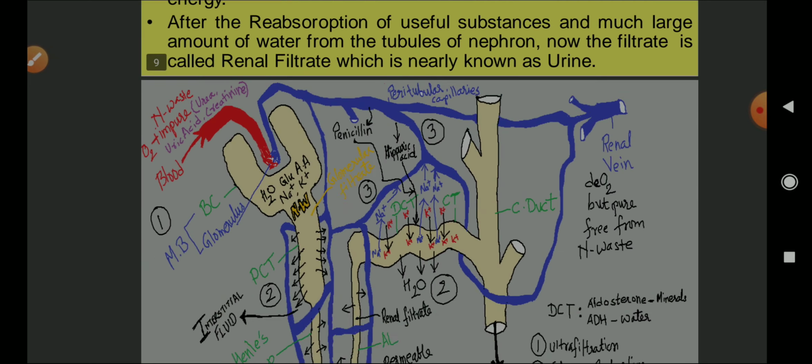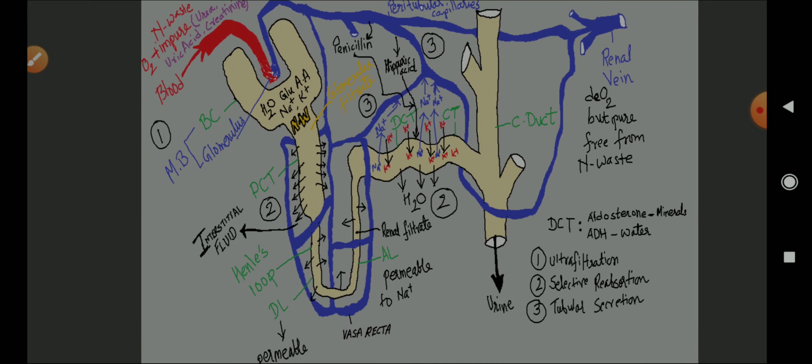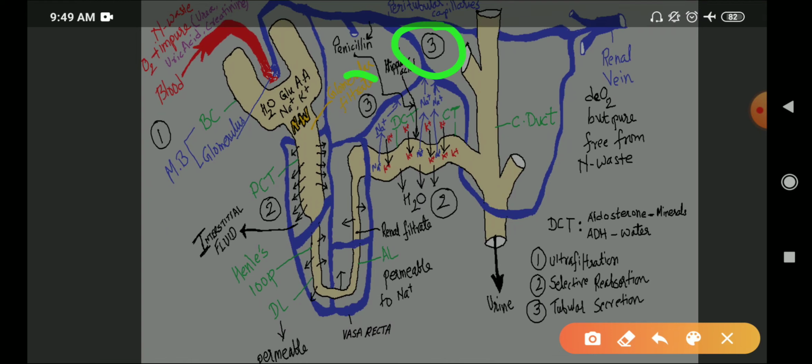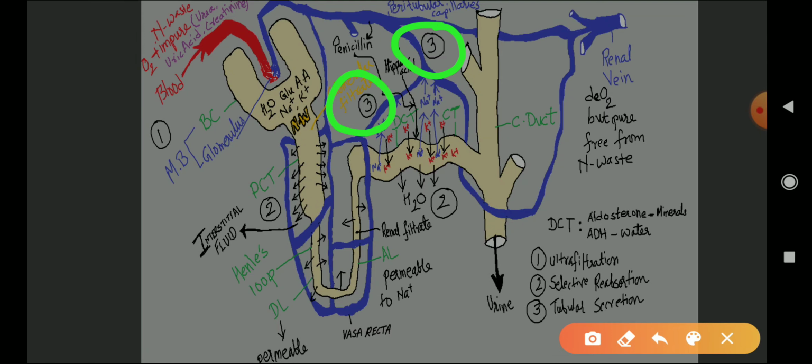Then the third step begins, that is tubular secretion. So here you see number 3 I have mentioned, here number 3 I have mentioned, here number 3 I have mentioned. That means from these peritubular capillaries the substances are being secreted and are entering inside the tubules of the nephron for the further formation of urine. Now certain substances are being dragged due to the pressure into the efferent arteriole, and then they are just roaming here and there inside the peritubular capillaries.